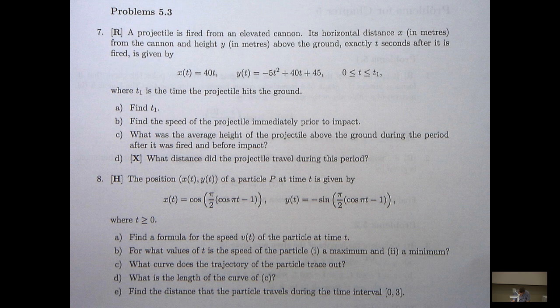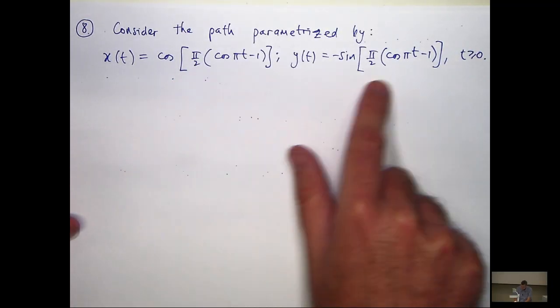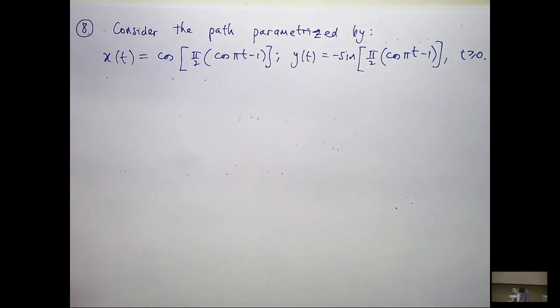Okay, so on to question 8. You can see we've got some sort of path parameterized by these equations here. Now, they're pretty messy, right? So that's kind of a turn off to begin with. We're asked to calculate the speed of the particle at any time t. We're asked to plot the graph of the speed function.